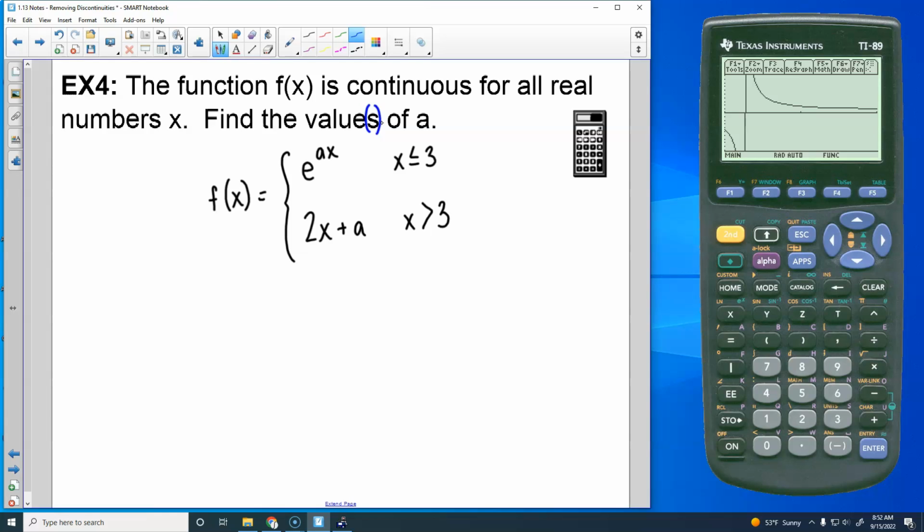So this is similar to the last problem. This is an exponential. Exponentials are continuous everywhere. This is just a line. Lines are continuous everywhere. So the only problem we're going to have is going to happen at 3. Okay? So we need to say that the limit as x approaches 3 from the left of f of x needs to equal the limit as x approaches 3 from the right of f of x.